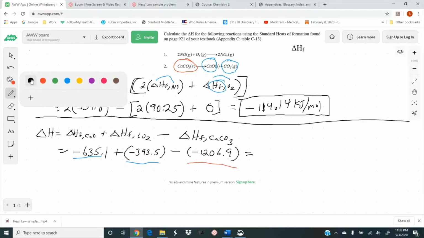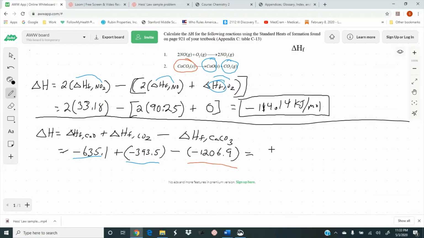And so now when we put all these together in the calculator, in other words, add them up, or subtract them, however you want to look at it. Negative, oops, that was a minus. Negative 635.1 plus a negative 393.5 minus a negative 1206.9. My calculator tells me that we get an answer of positive 178.3.